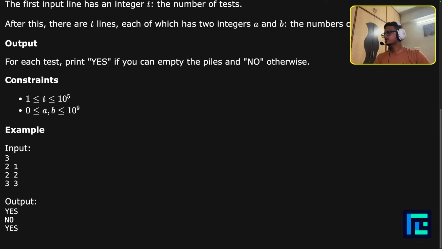Constraints are given here, you can see. The number of test cases can be as high as 1e5 and a and b can be as high as 1e9. So pretty high constraints, right? I'll touch upon this in the discussion.